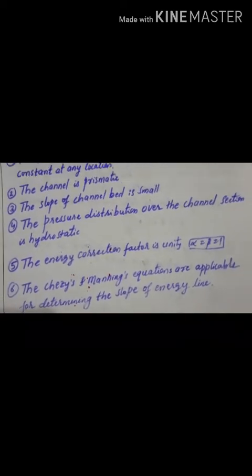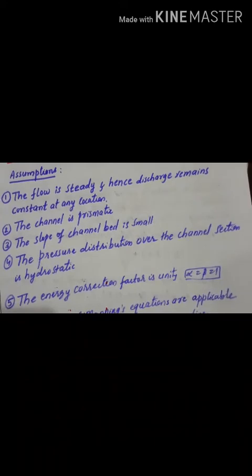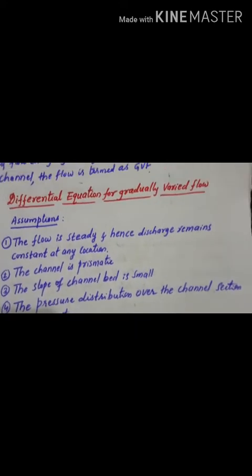Then the Chezy's and Manning's equations are applicable for determining the slope of the energy line. Means whatever equations we used for the calculation of uniform flow, the same equations can be used for the non-uniform flow here. That is, the Chezy's and Manning's equations are applicable for determining the slope of the energy line. So these are the six assumptions you have to make before deriving the differential equation for a gradually varied flow.